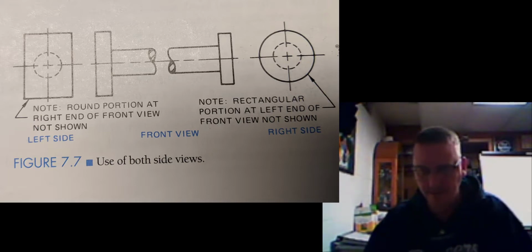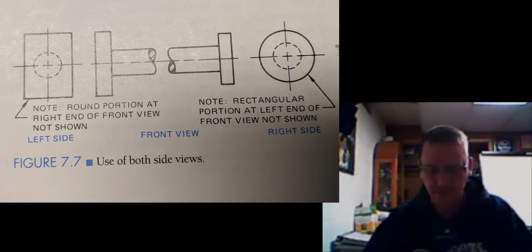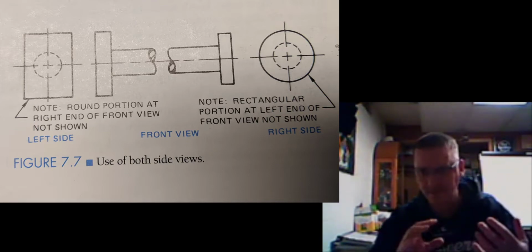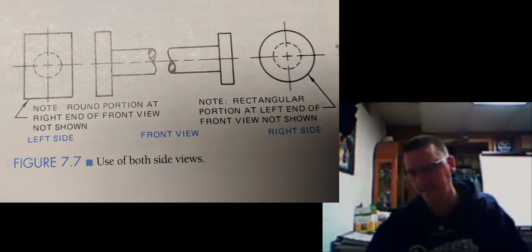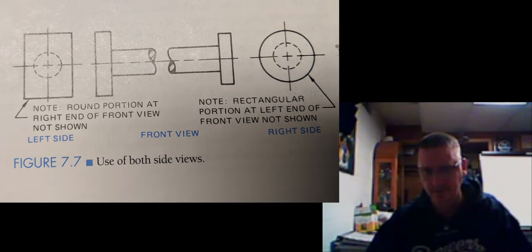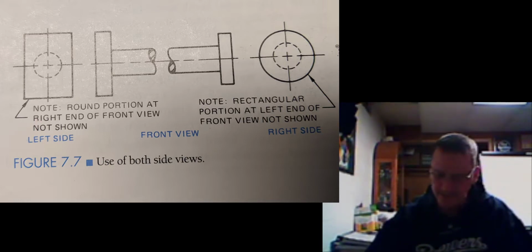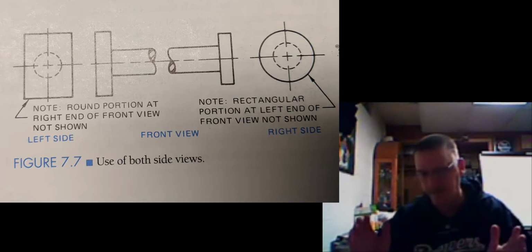With all those hidden lines, it would make that blueprint a mess. So we have both a left side view showing only things on the left side, and then a right side view showing only things on the right side. And this is when you have both viewpoints. Looking at figure 7.7, as you can see on the left side viewpoint, you have a left side, a front view, and a right side view.